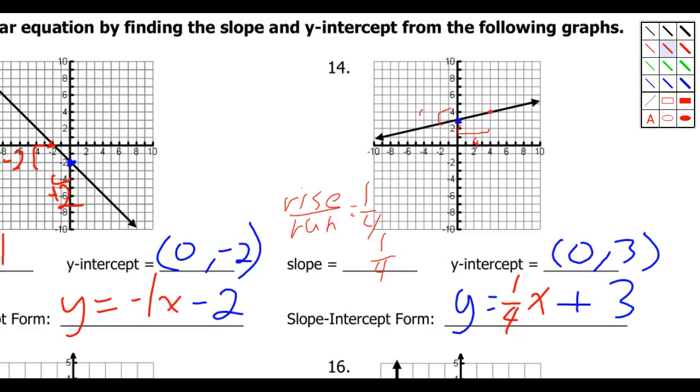By the way, take a second and notice that slope does not have an x. Slope is a number. In my equation, I have an x. That's how I know where the slope is in my equation, but it is not the slope. The actual slope is 1/4. It's not 1/4 x. It's 1/4 all by itself. That number is our slope.